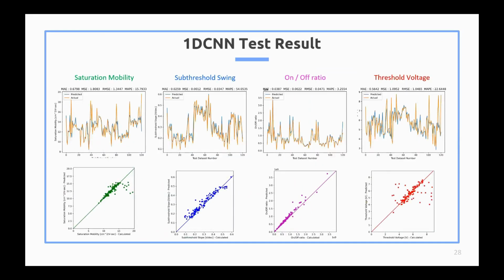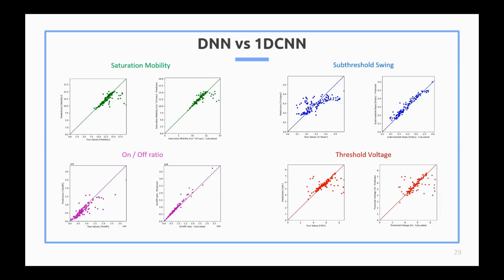Let me show you the intuitive visualization of the results. In the labels, plots are well distributed along diagonal lines rather than scattered randomly. Let's focus on the S-slope and on-off ratio, because others were already predicted quite accurately with our tuned DNN. Unlike the DNN, you will notice that the prediction and actual values closely align. They capture both the overall trend and finer details.